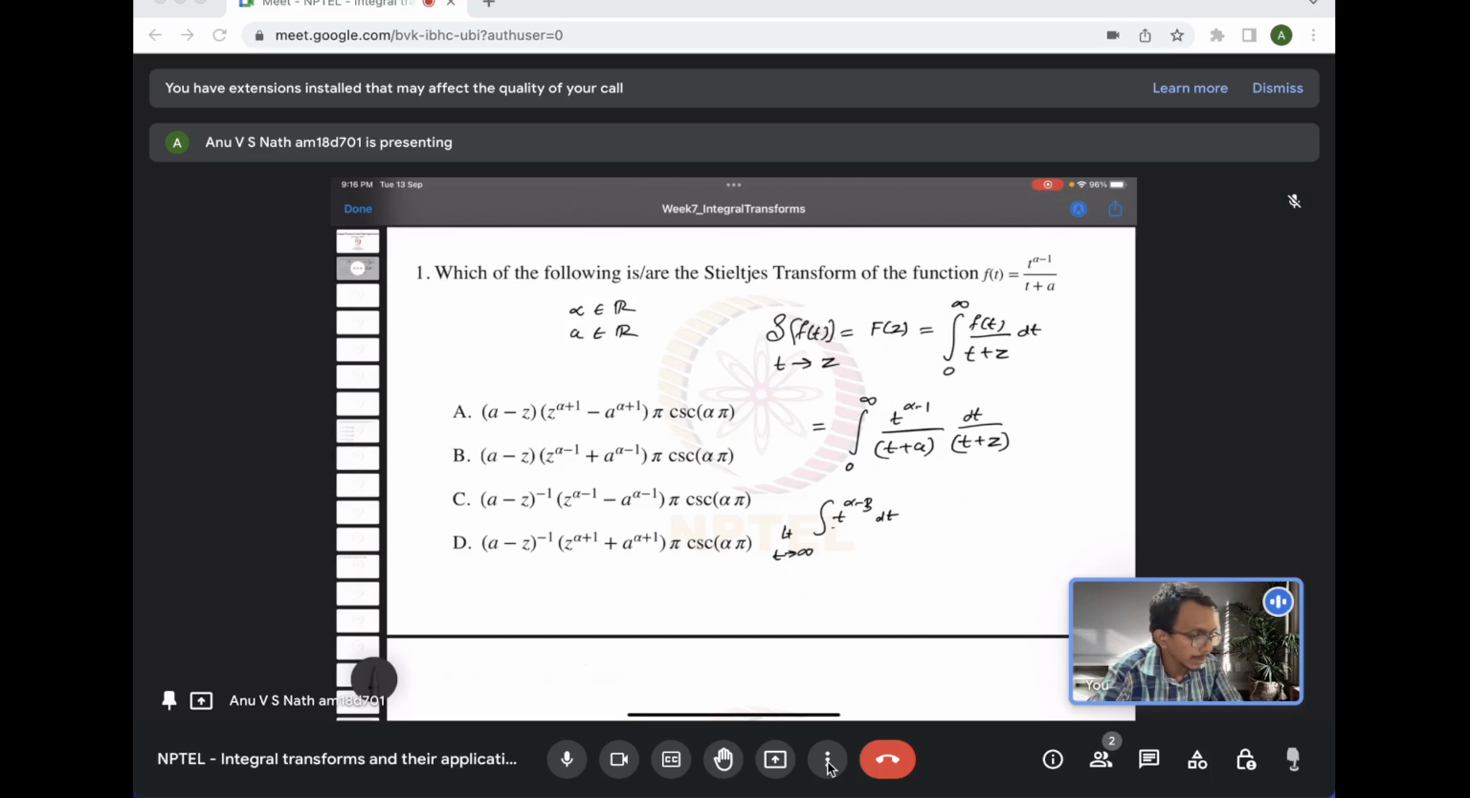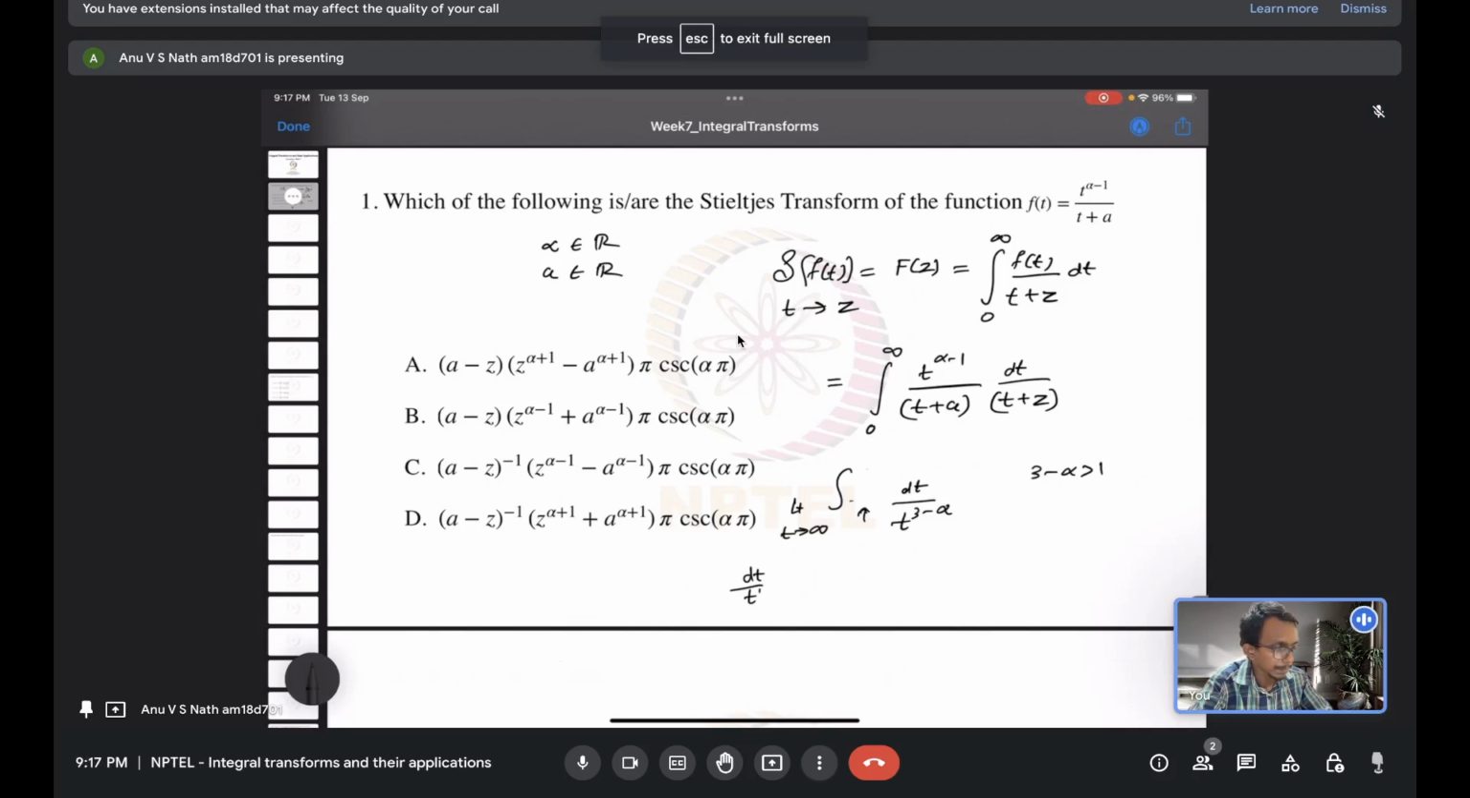One thing to note is that this kind of integral will exist only if, writing it in the denominator, it's t raised to 3 minus alpha. This will converge only if 3 minus alpha is greater than 1. Because when 3 minus alpha is 1, it's dt by t, whose integral is log t, and in the limit t tending to infinity it's log infinity, which is divergent. So the quantity 3 minus alpha should be greater than 1 so that this converges. In another way, alpha should be less than 2, and only then will this integral converge.